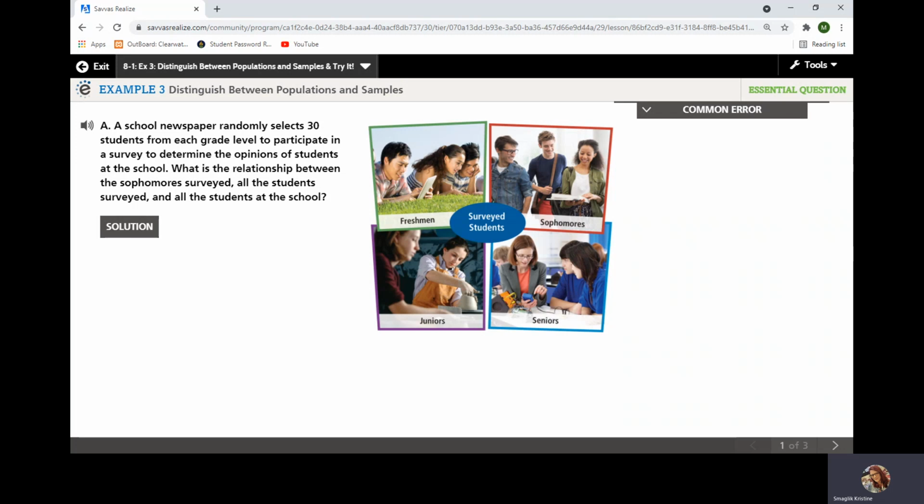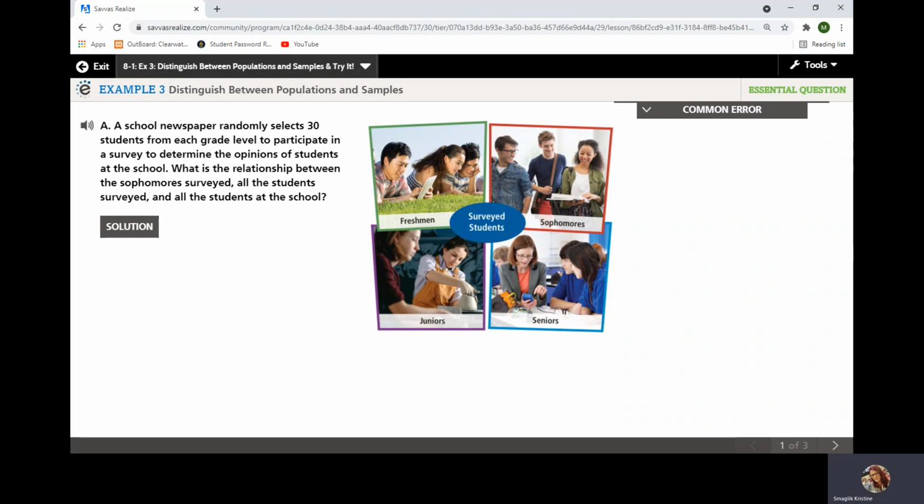A school newspaper randomly selects 30 students from each grade level to participate in a survey to determine the opinions of students at the school. What is the relationship between the sophomores surveyed, all the students surveyed, and the students at the school? So in this example, it's the group of students that are the entire population. We're talking all of the students. Now, when we talk about a sample, that's that subset. So the subset here is going to be the sophomores who were surveyed.